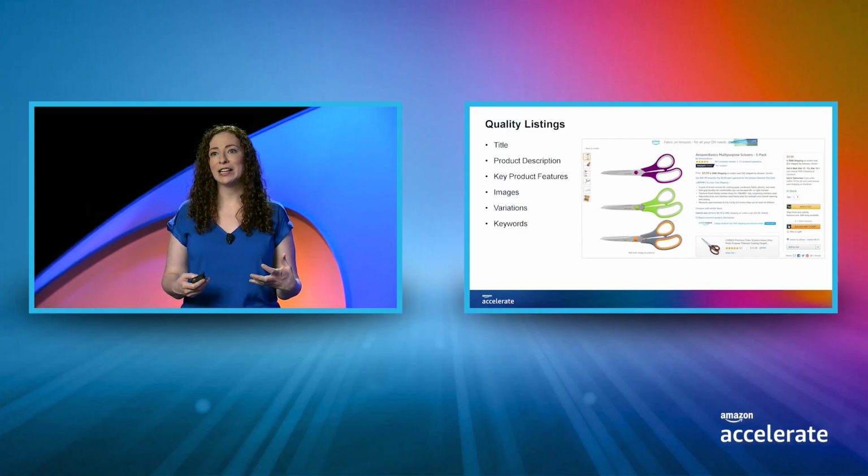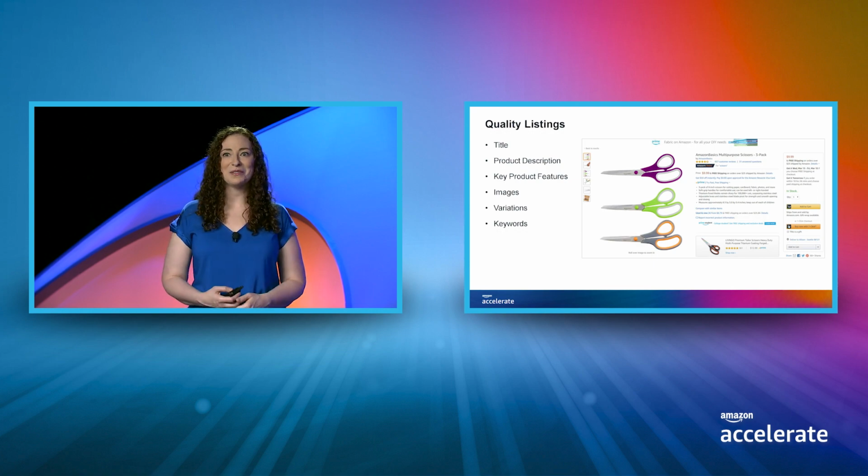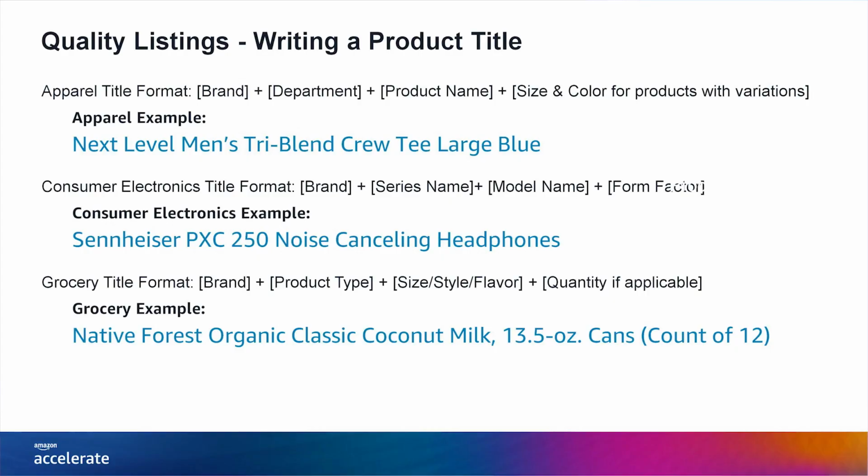Your product title is the first thing customers see when they visit your detail page. The words in the title also determine where the product shows up in shopping results. A concise and relevant title will drive the most traffic to your product. Here are some examples of correctly formatted titles for a variety of categories.